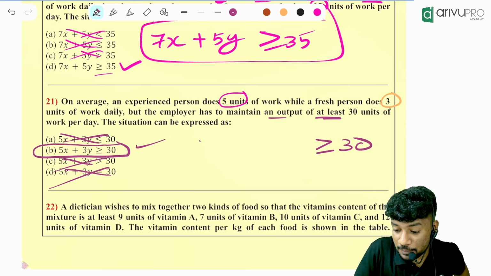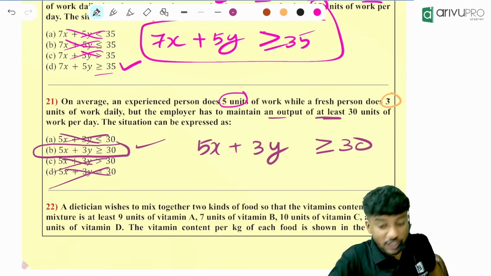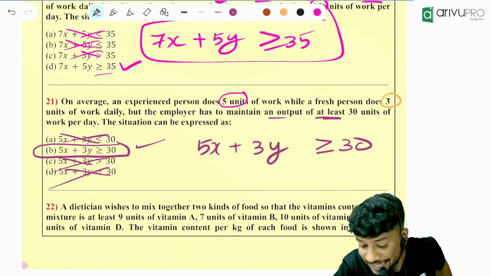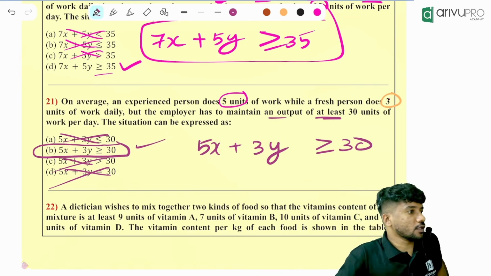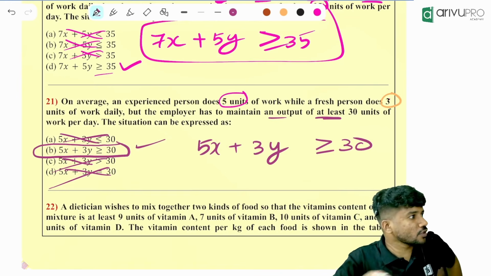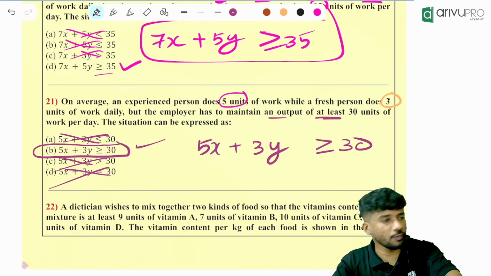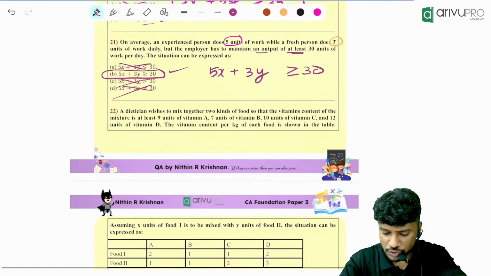So how will you write it? 5x plus 3 into how many fresh persons? y. So you will write it as 5x plus 3y greater than or equal to 30. I hope everyone understood. Online Bhavadharani, Nihita, Pujita, Shruti, Saumya, Sugirda. Everyone got it? Yes, I hope everyone got it. Next question.